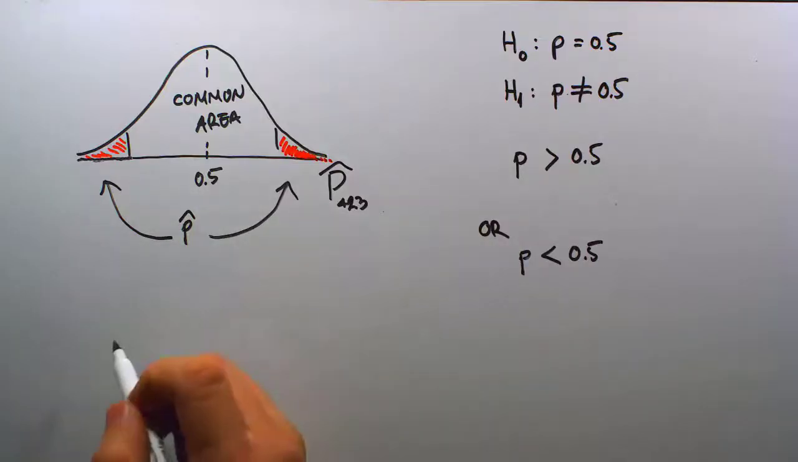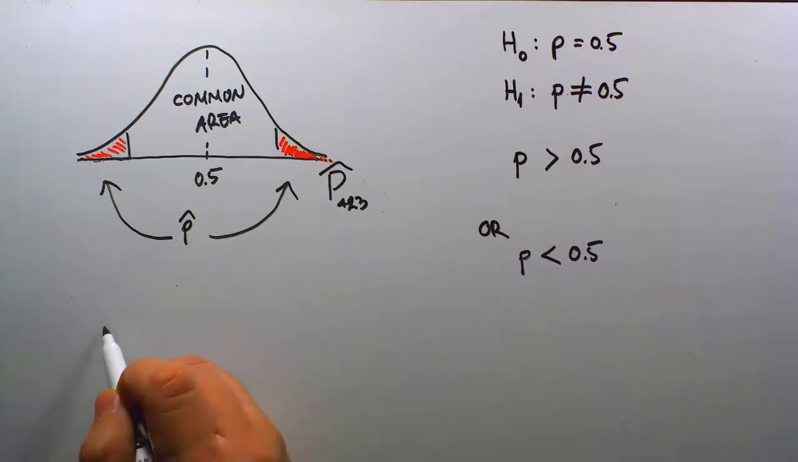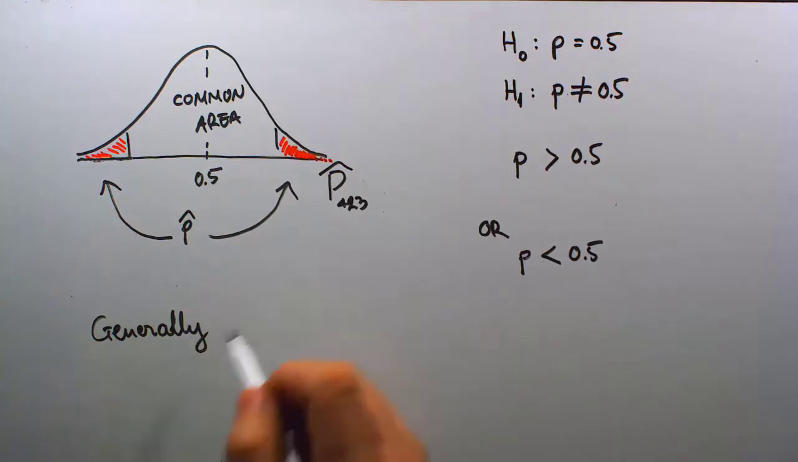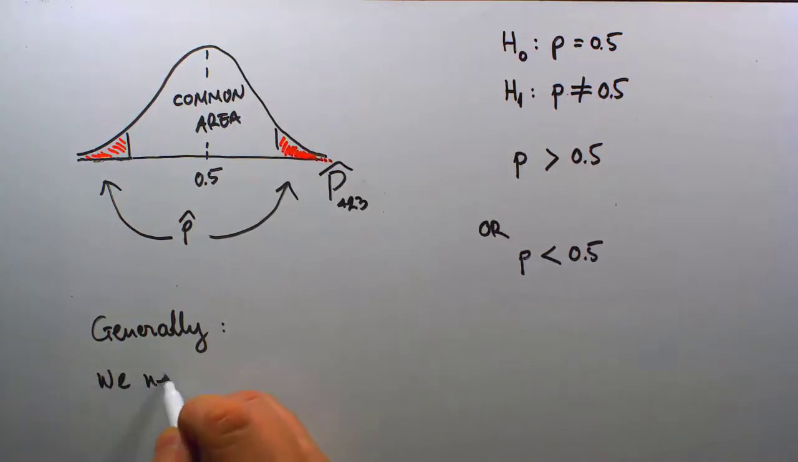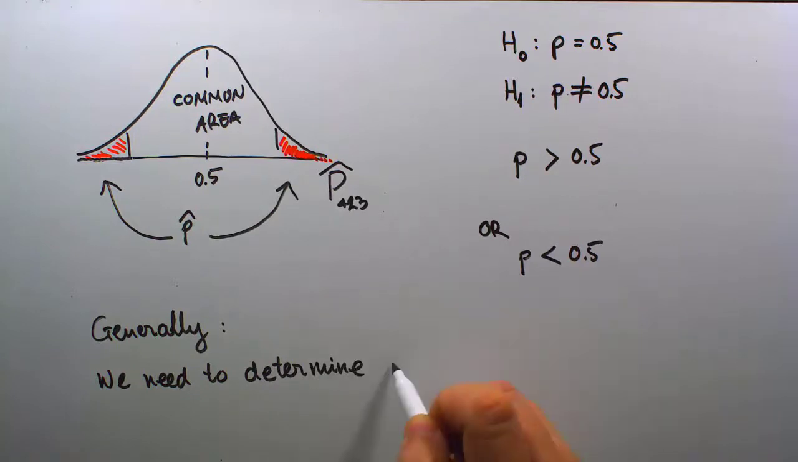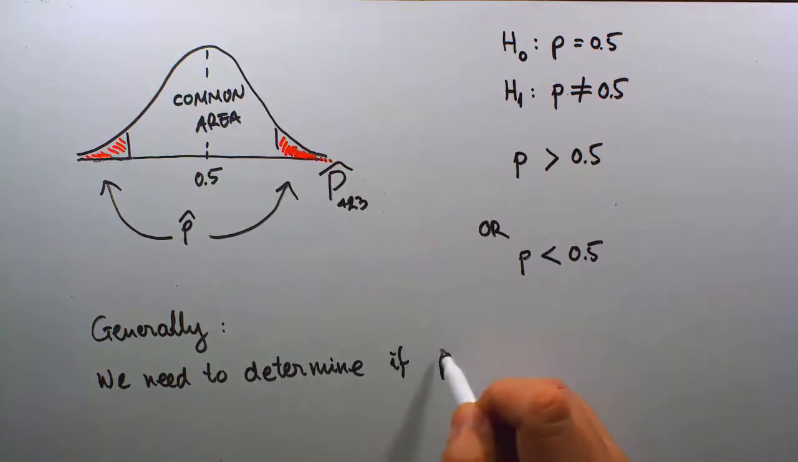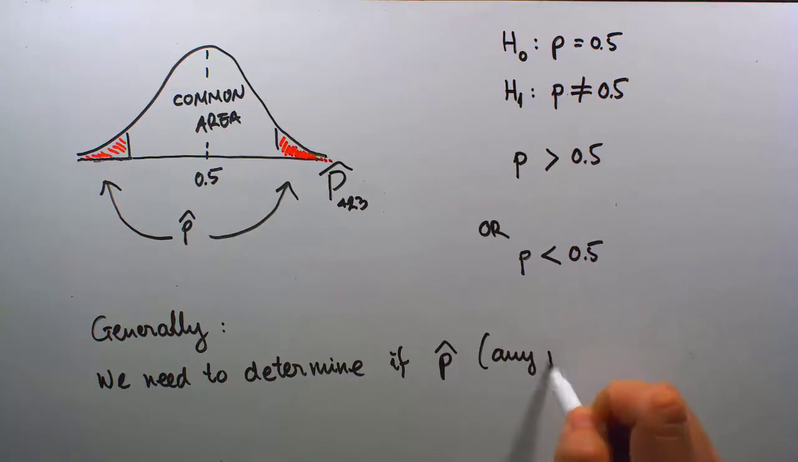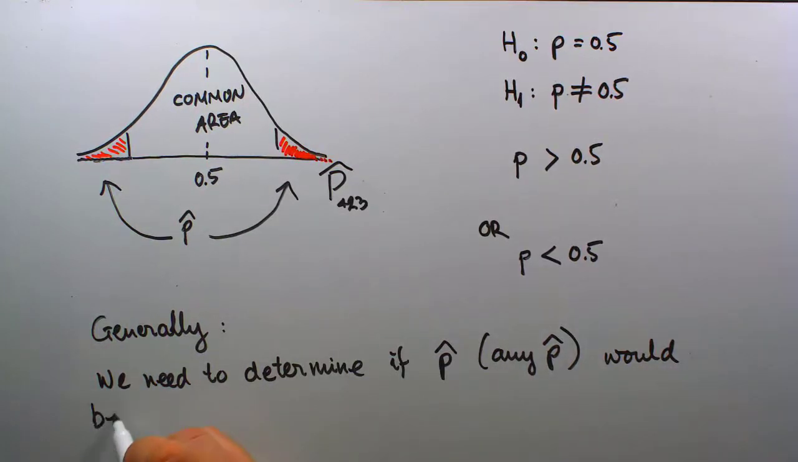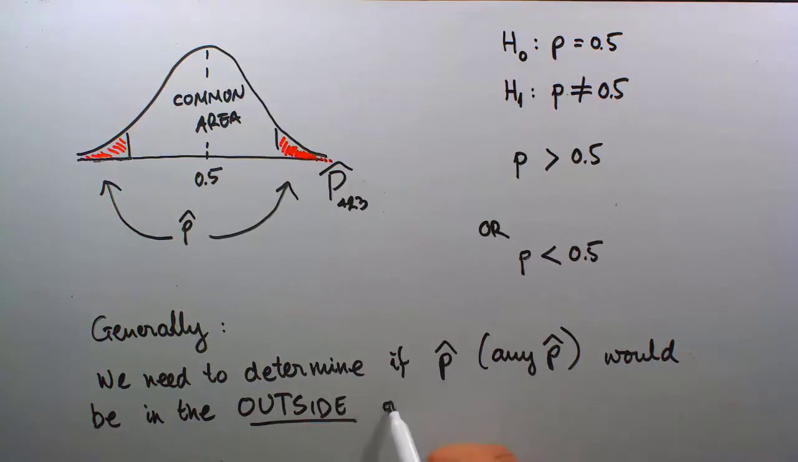So the idea of the problem now is that we generally want to determine if any sample that we picked, any p hat, once we pick it up, would be likely enough to fall outside of the common area.